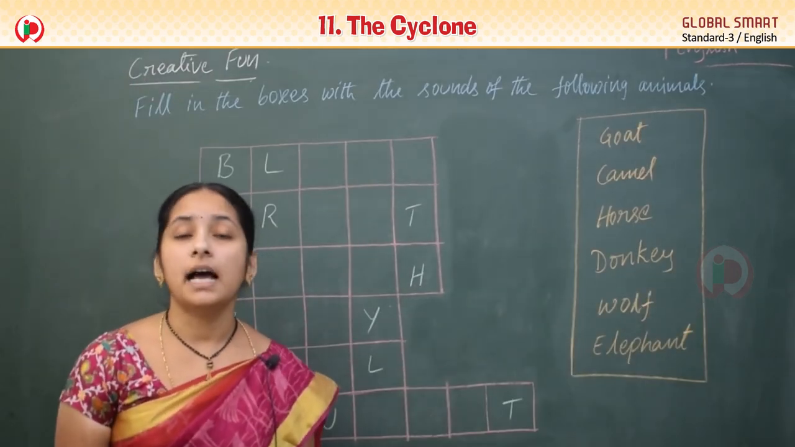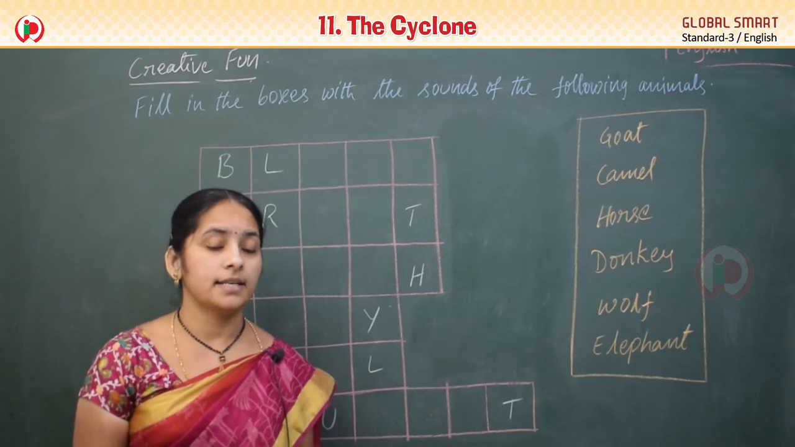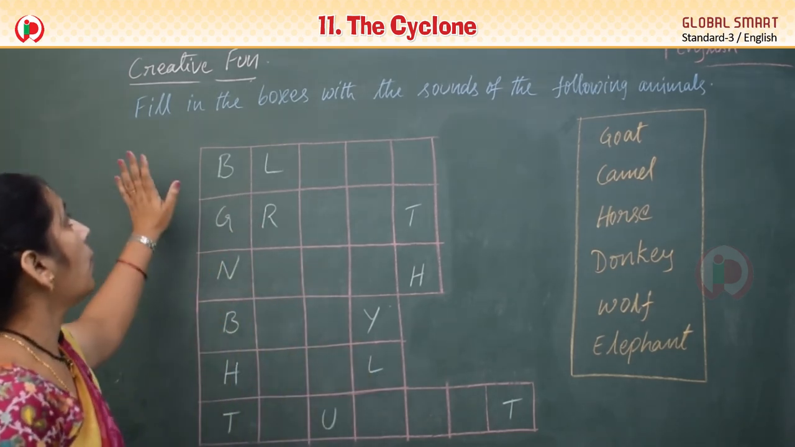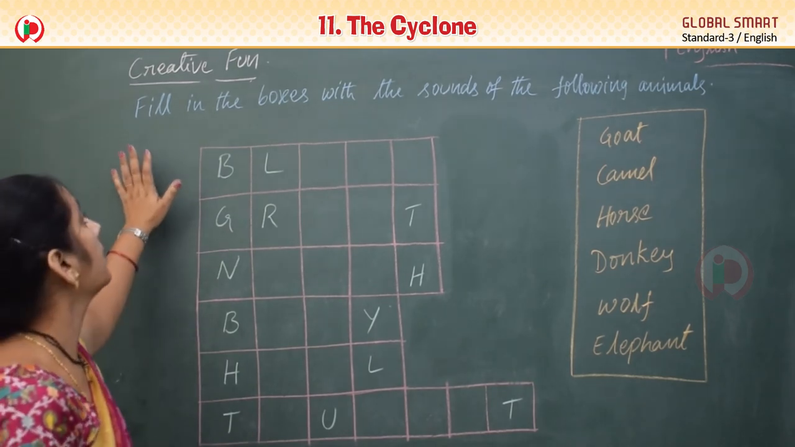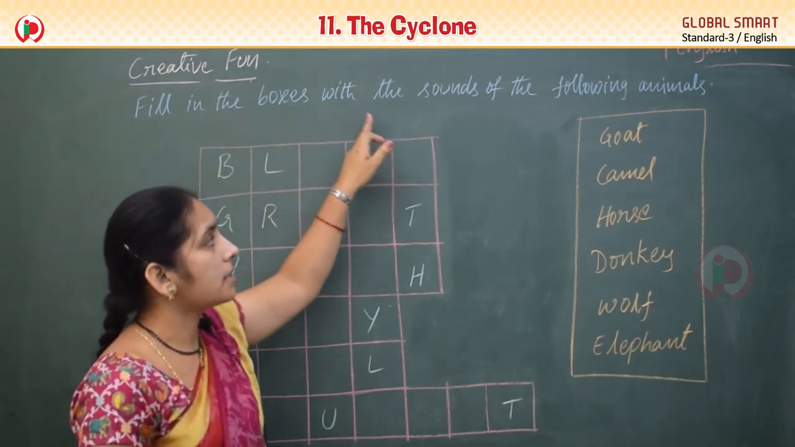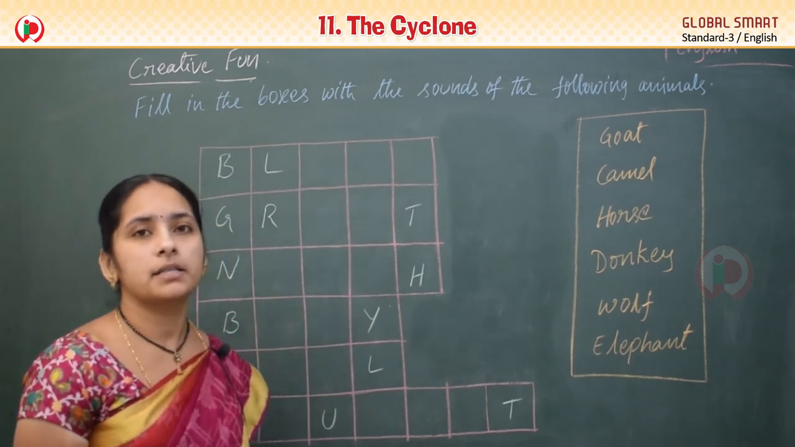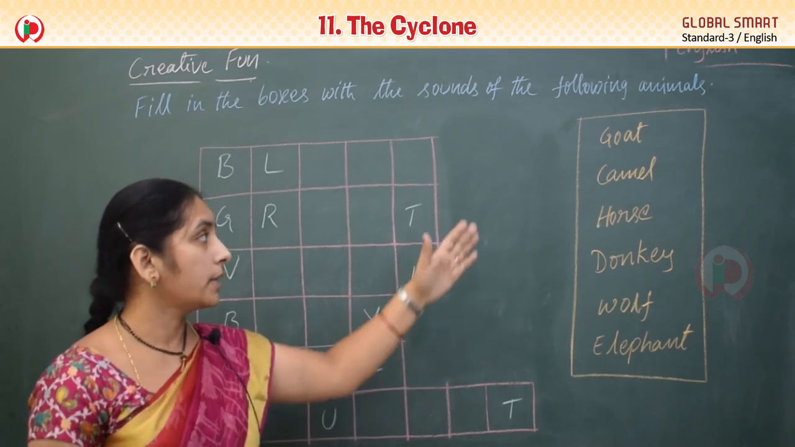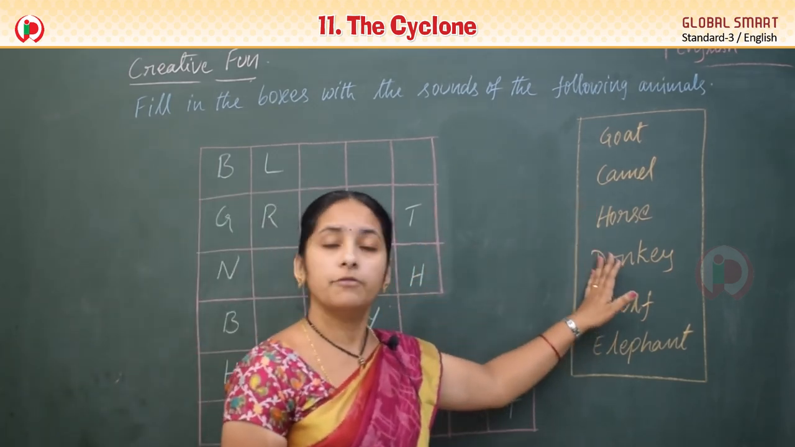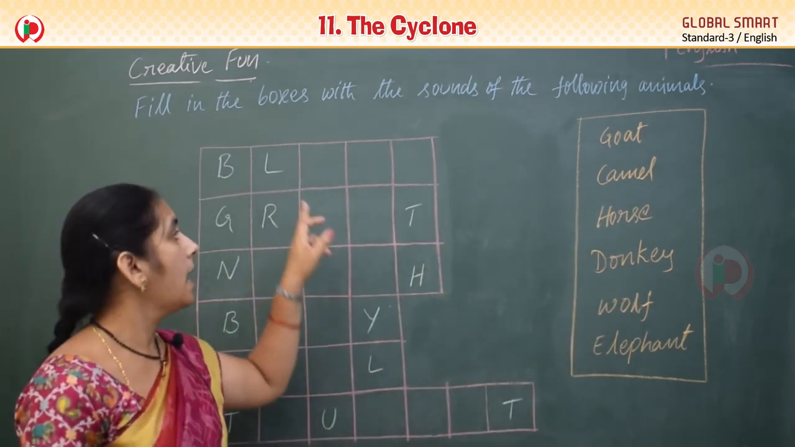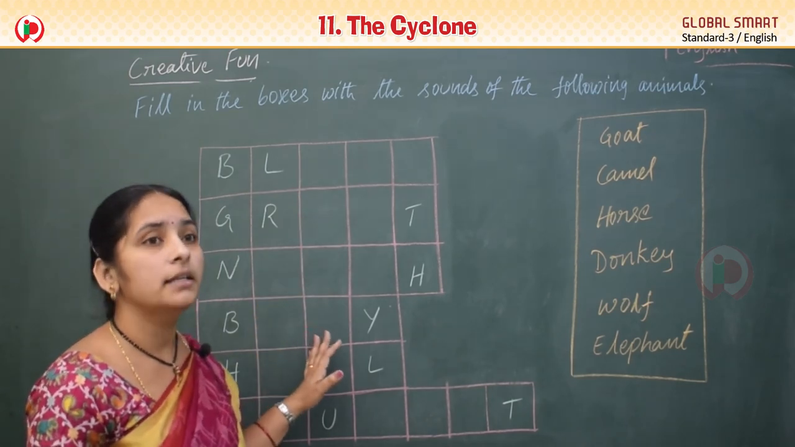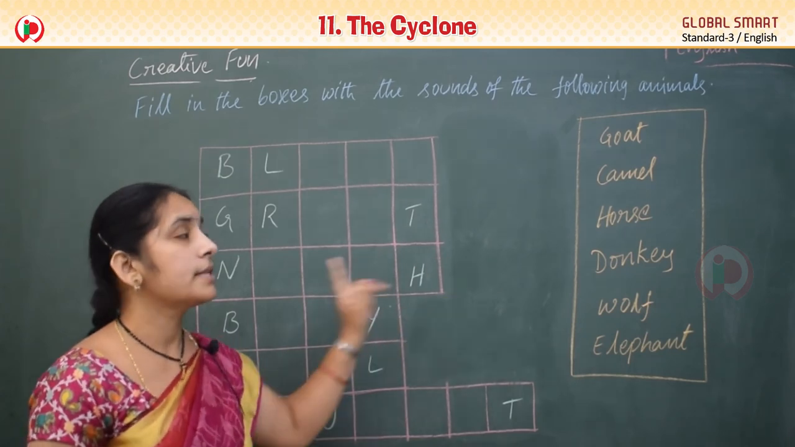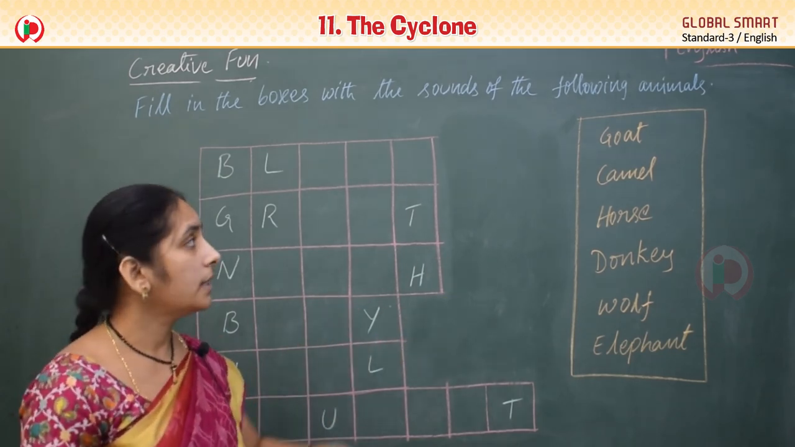See children, the last topic in this lesson, we have creative fun. What do we have in the creative fun? Fill in the boxes with the sounds of the following animals. Here they have given the names of animals, and we should write the sounds of those animals. Okay? So see the animals.